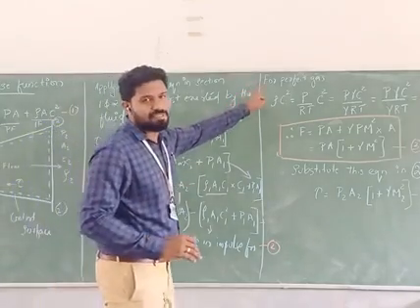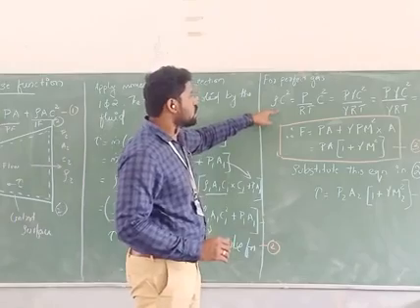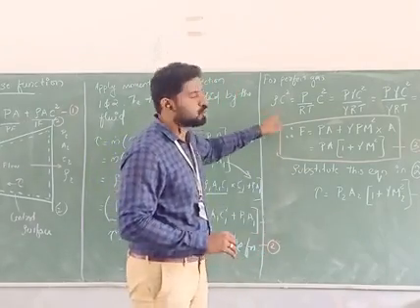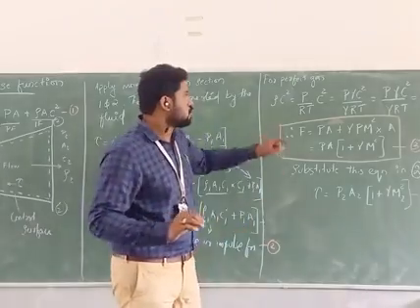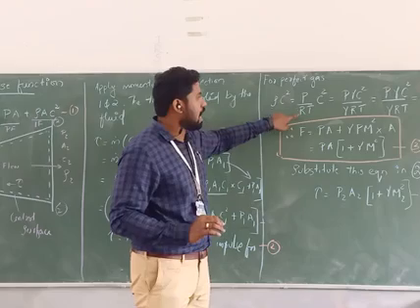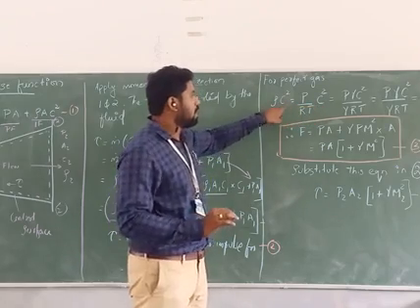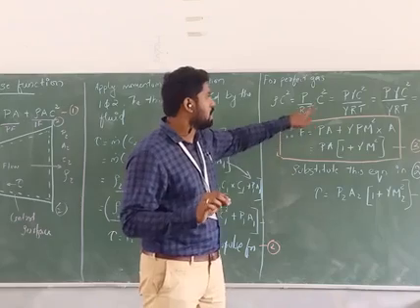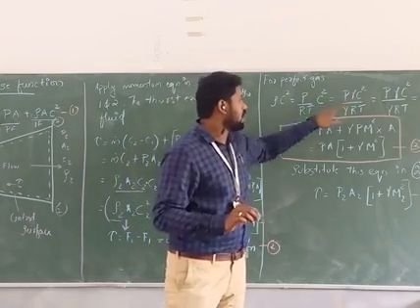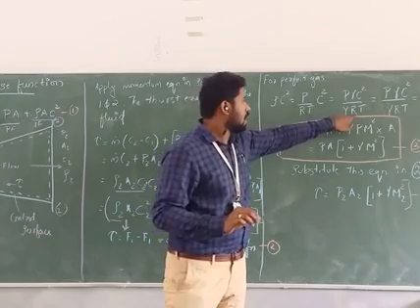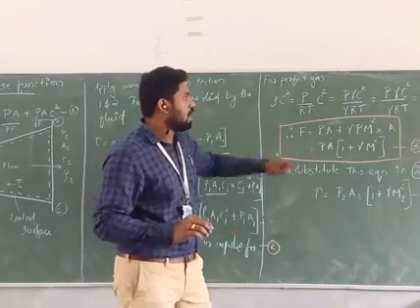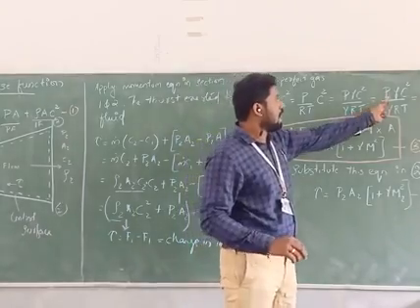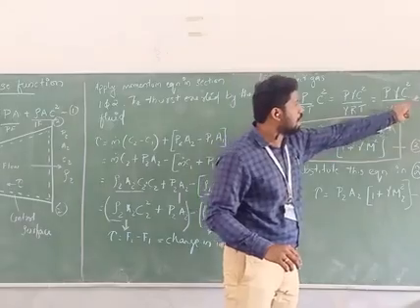Next, for a perfect gas, rho can be written as P by RT. So instead of rho, we write P by RT into C square. Multiply and divide by gamma, we get P into gamma C square divided by gamma RT.